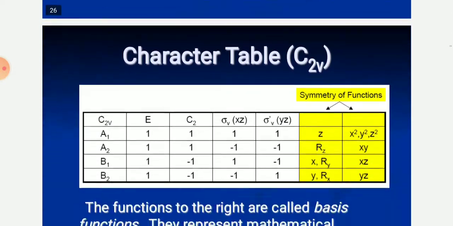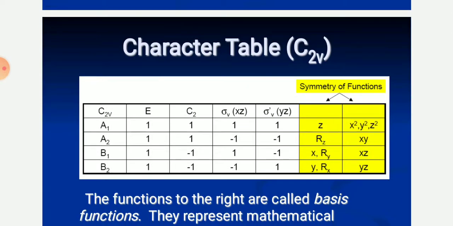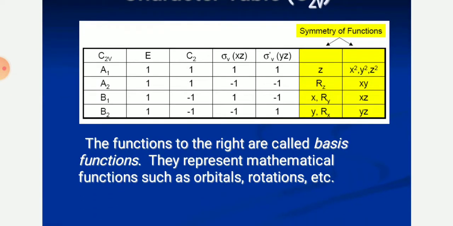So in a C2V character table, you can see in yellow the symmetric functions. These are the basis functions. They represent the mathematical functions such as orbitals, rotations, etc. These are further used in applications of group theory. Like by this you can identify whether the molecule is chiral or not, whether it has a center of symmetry, plane of symmetry, and optical activity or not. So you can identify this with the help of the symmetric function.